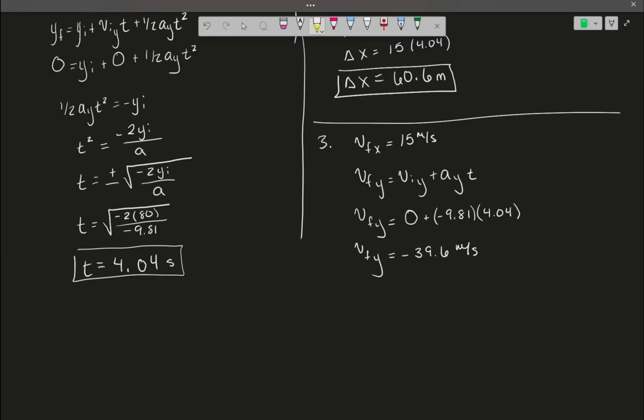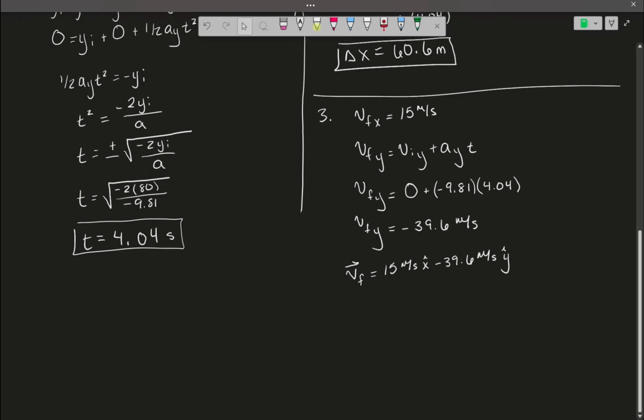But this is not the end of my solution, right? I need to rewrite this as a vector. So there are a couple of ways that we can do this. The first way that I think is the easiest is that my velocity final is going to be 15 meters per second in the x direction minus, because I have this negative sign here, 39.6 meters per second in the y direction. We can also do this in polar coordinates, right?